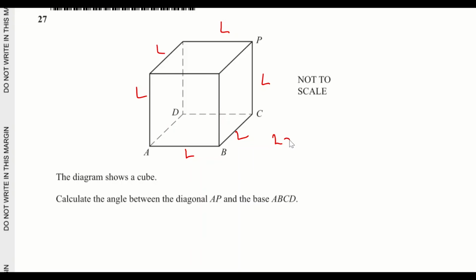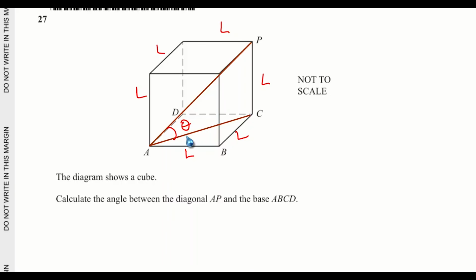Now that means the length is L, the breadth or the width is L, and the height is also L. So calculate the angle between AP and the base ABCD. So this is the base of ABCD. Okay, so the angle between AP and the base ABCD will be this angle from here to this one here. Okay, so let's indicate this angle. So this is the angle we want to calculate. Okay, so let's say this is theta.